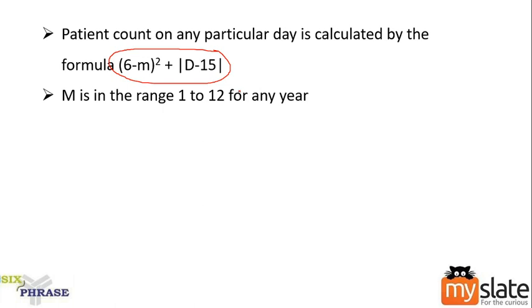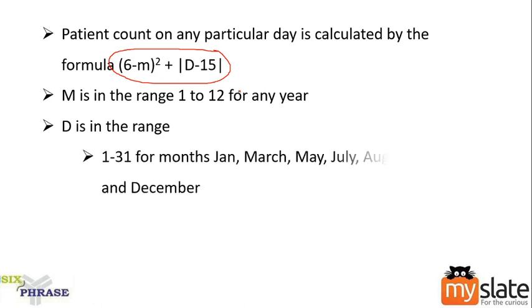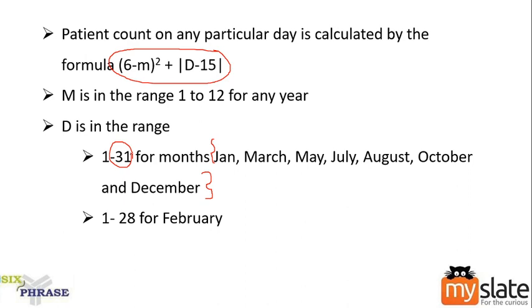For Jan, 31 days. For Feb, 28 days, for March 31 days, like that. The number of days keeps changing. The number of days is dependent on the month. So d could have multiple ranges. It could be in the range 1 to 31 for some months. For Jan, March, May, July, August, October and December, number of days is 31. For Feb month, number of days is 28. For all the remaining months, number of days will be 30.